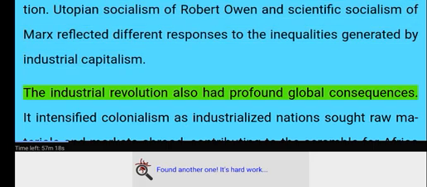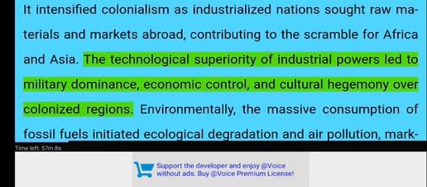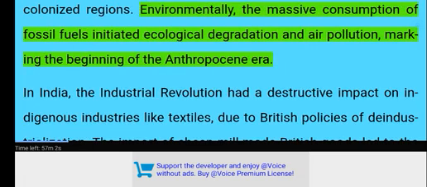The Industrial Revolution also had profound global consequences. It intensified colonialism as industrialized nations sought raw materials and markets abroad, contributing to the scramble for Africa and Asia. Technological superiority of industrial powers led to military dominance, economic control, and cultural hegemony over colonized regions. Environmentally, the massive consumption of fossil fuels initiated ecological degradation and air pollution, marking the beginning of the Anthropocene era.